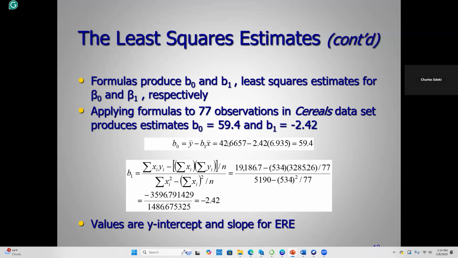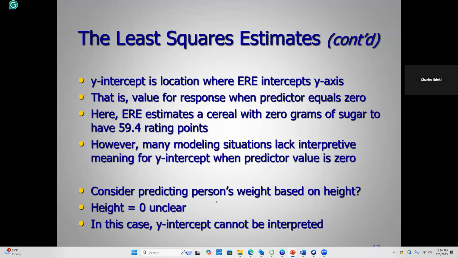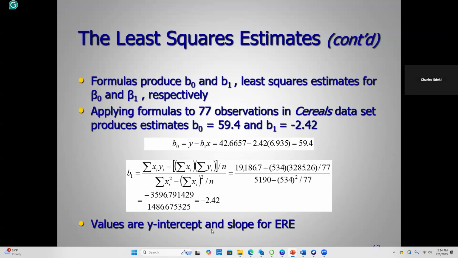So if we know B0, we can find B1. Using the formula here, we get negative 2.42. If we know the values of B0 and B1, we can come up with the equation. They didn't write the equation here, but the equation will be y equal to, we know B0, so y equals 59.4. And the slope is negative, so it will be 59.4 minus 2.42x. Let's say x is our independent variable.